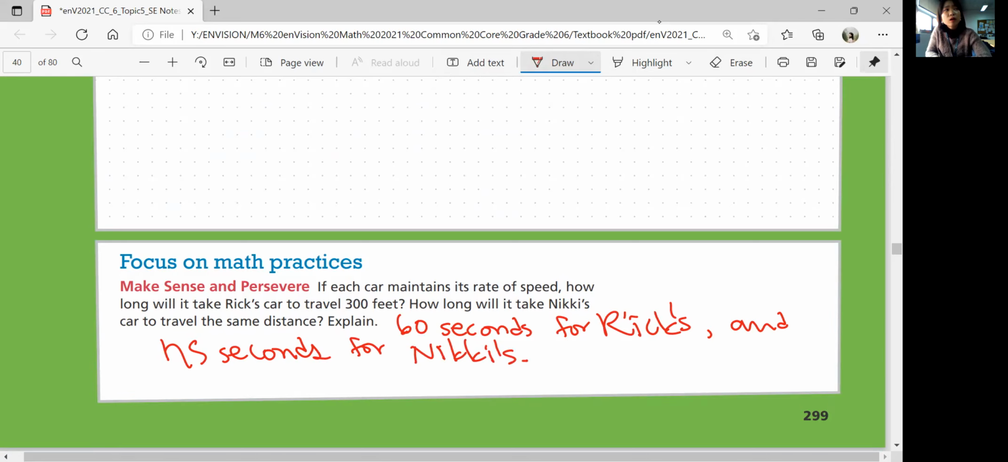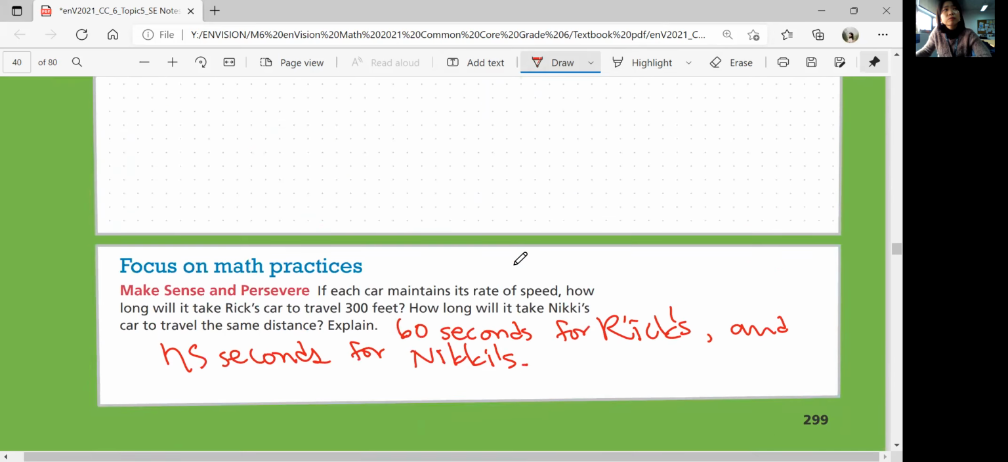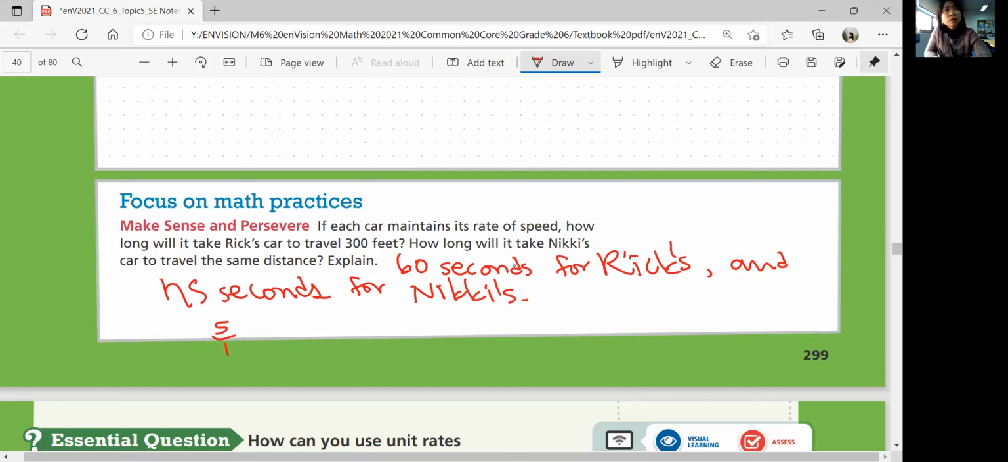Because you're gonna make the proportion and the rate, right? Or you can use the unit rate as well. 5/1 is equal to 300 over 60, and that's for Rick's. And then Nikki's is going to be 4 over 1 is equal to 300 over 75. And so using the unit rate, we could calculate it easier.